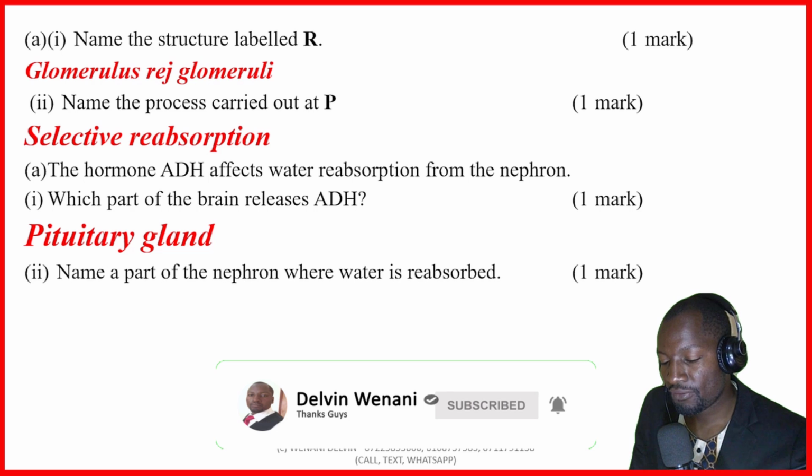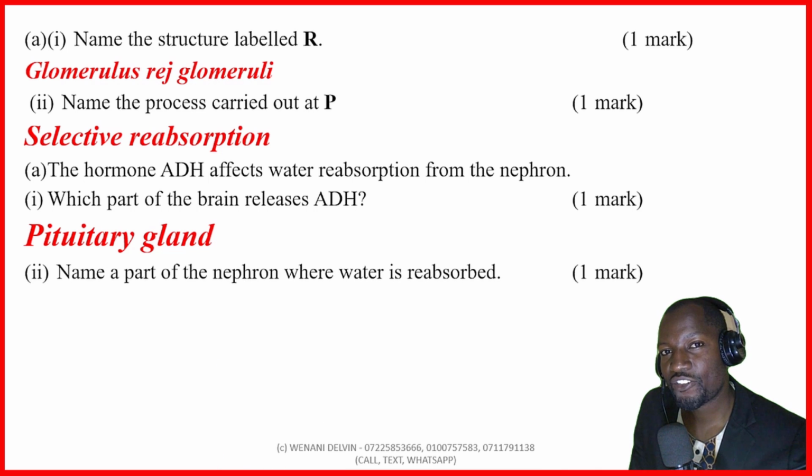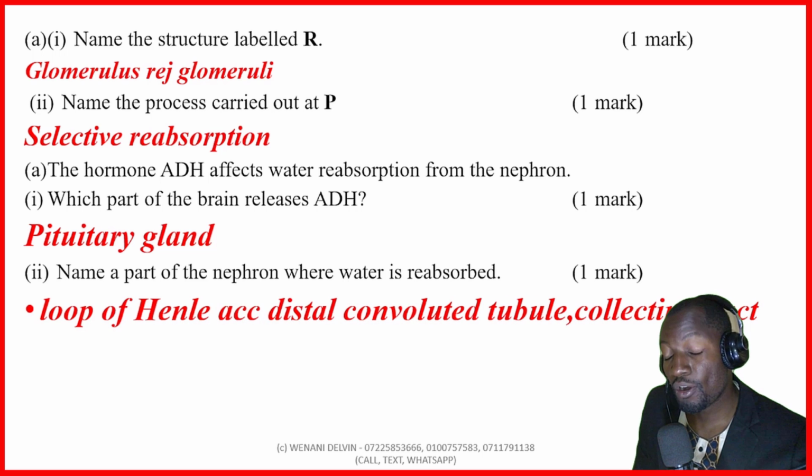Name a part of the nephron where water is reabsorbed. That is the loop of Henle. We also accept Henle's loop. We also accept distal convoluted tubule and also collecting duct. Remember, all these ones perform water reabsorption, but it's largely done in the loop of Henle.